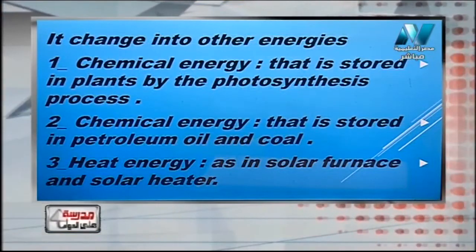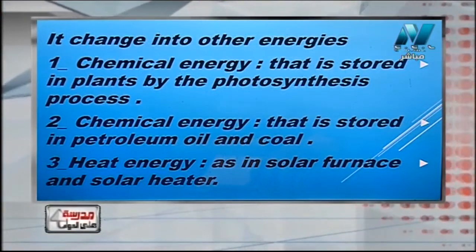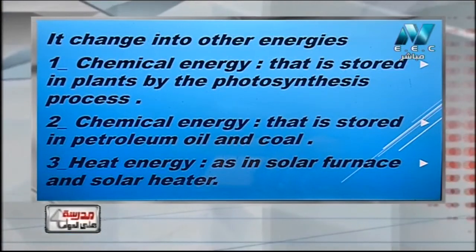Sunlight is the source of energy that the plant needs to change what? To change carbon dioxide gas and water into food and oxygen. So food contains energy. This energy is transferred from solar energy into chemical energy stored in food through the photosynthesis process. So solar energy is the source of chemical energy. It changes into chemical energy in plants by the photosynthesis process.